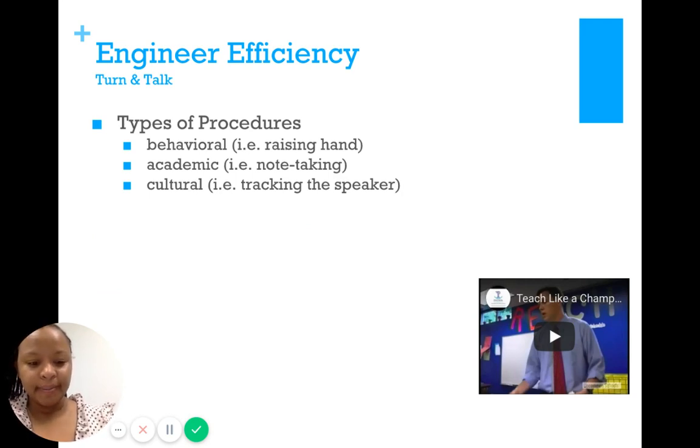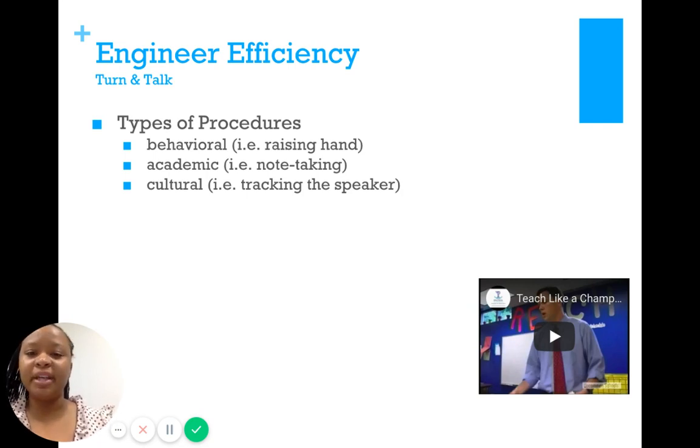Now, when we talk about procedures, you have to know that there are three major types of procedures. You have behavioral procedures, academic procedures, and you have cultural procedures. You have to understand why you are creating the procedure. Is it to make sure that behavior is what is expected of the students? Is it because this is what we do academically?